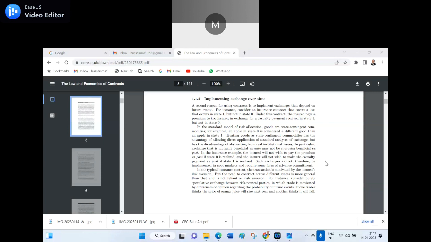So this is the continuation of my earlier class, that is law and economics in contract. That is what we are going to study in this class. I completed up to this extent: such exchange cannot therefore be implemented in the spot market and requires some form of advance commitment. Whenever the supply of goods is more, the cost of the goods will be less. If the supply is less, the cost of the goods will be high. Am I right?